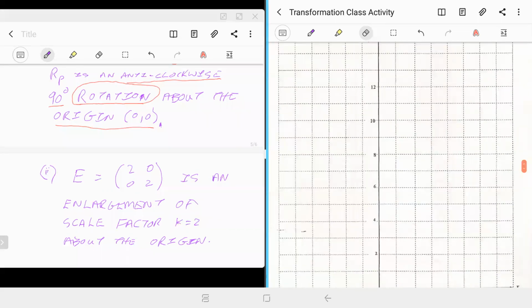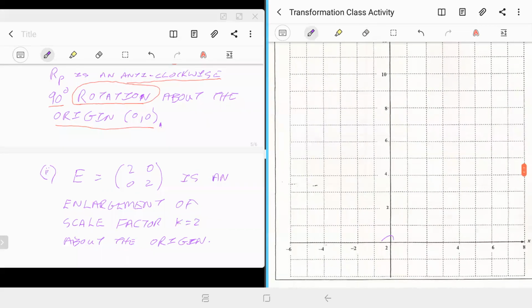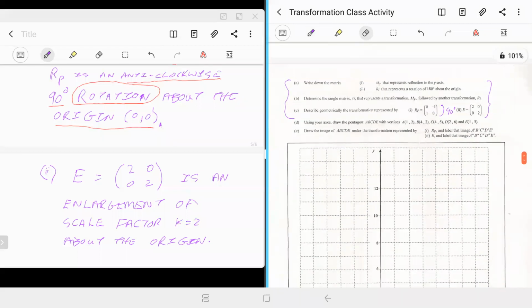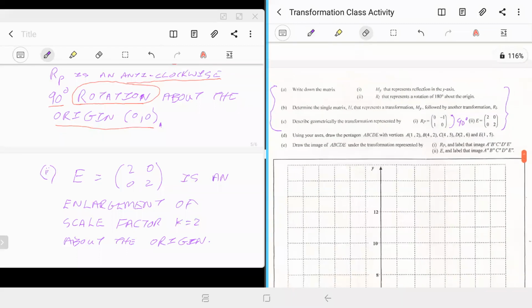Remember, the origin is right here, where the y-axis and the x-axis meet. That's what I mean by the origin. In case you don't know, I'm taking for granted that you know, but that's it. So that is it. All right, beautiful. That's the description. So I finished parts A, B, and C.